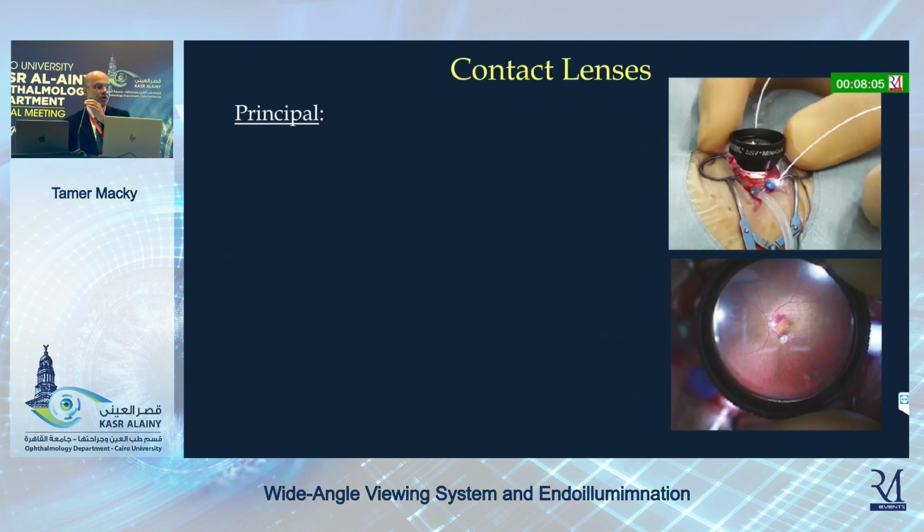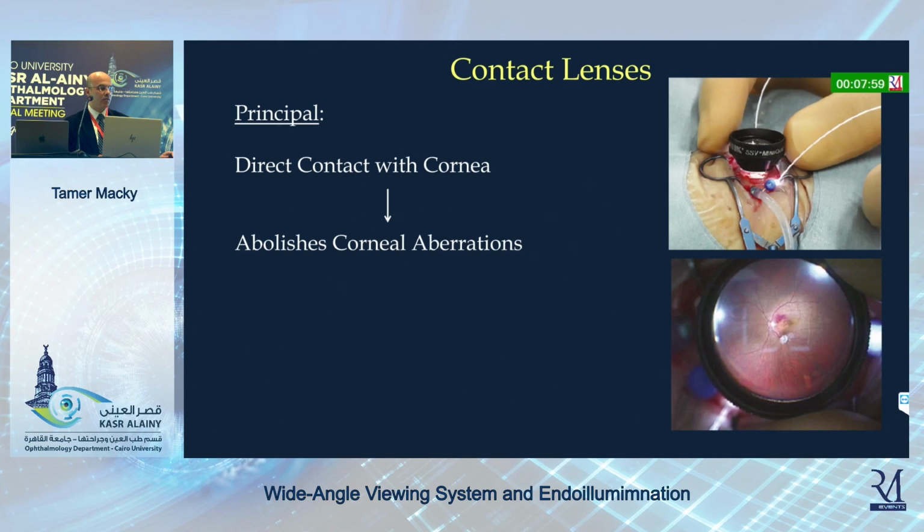The main principle of the contact lenses is that it has contact with the cornea coupled with a viscoelastic, and this will abolish the corneal aberrations. Abolishing the corneal aberrations will produce a better resolution, and this better resolution is for the same size visual field.